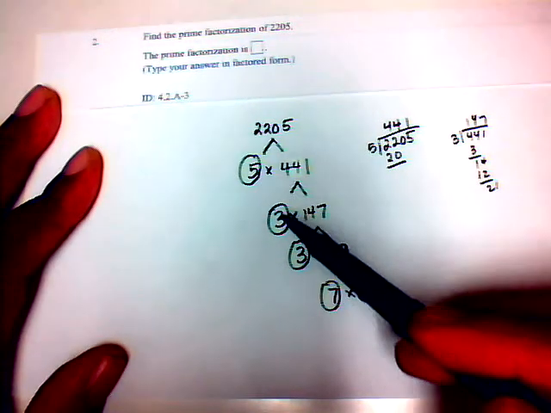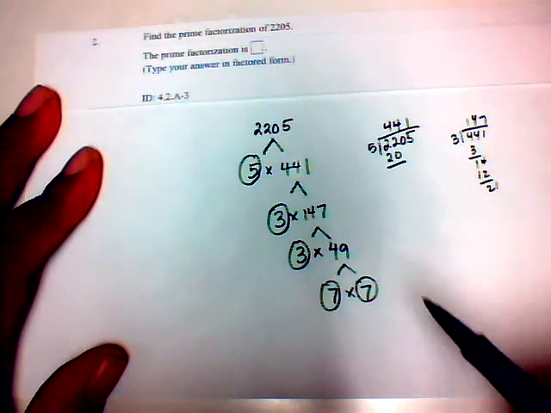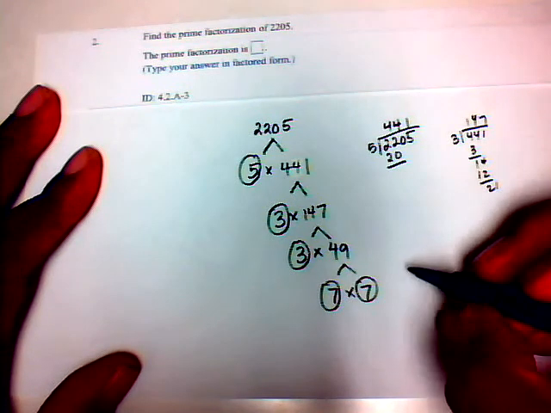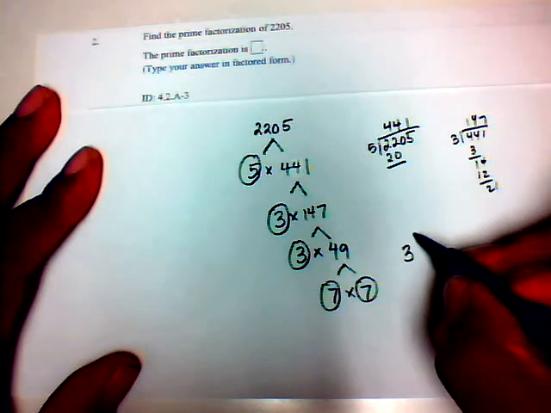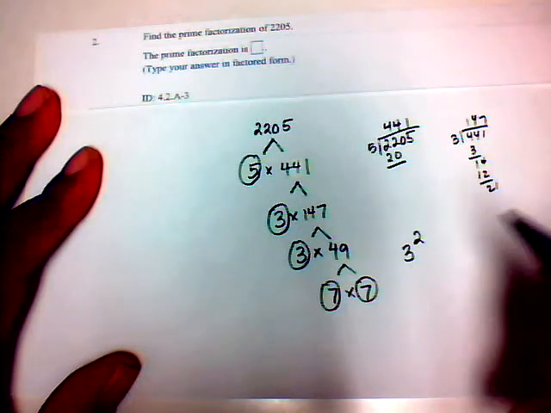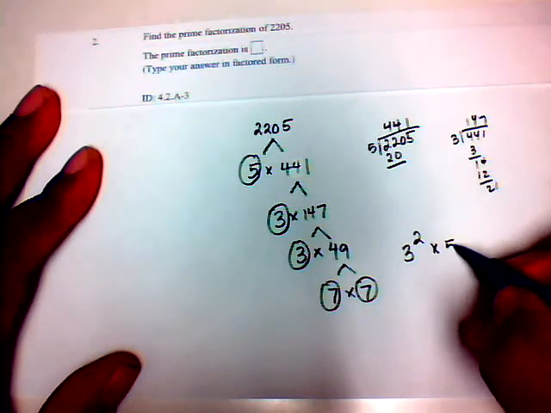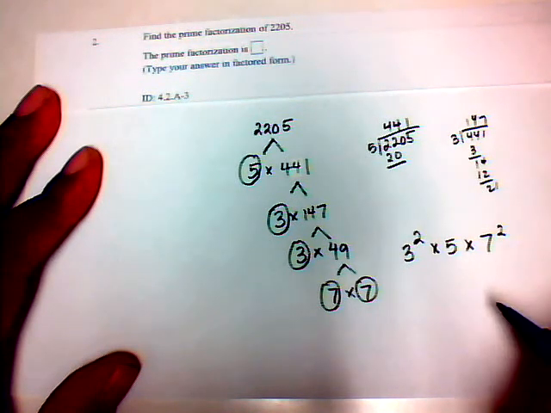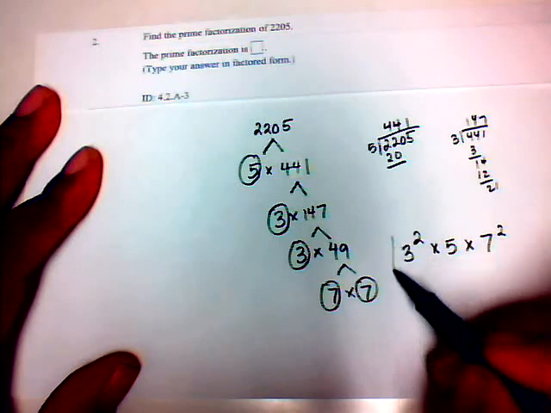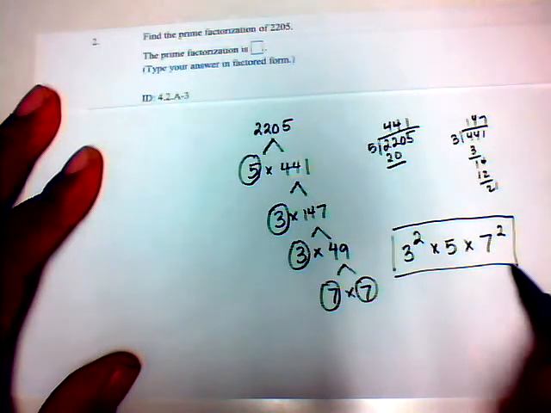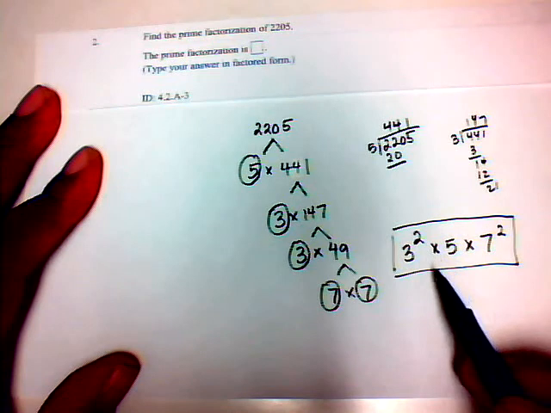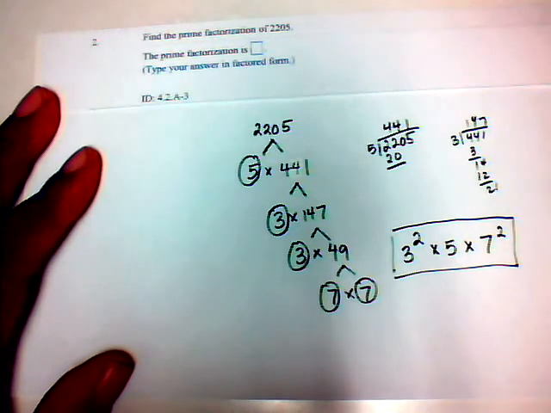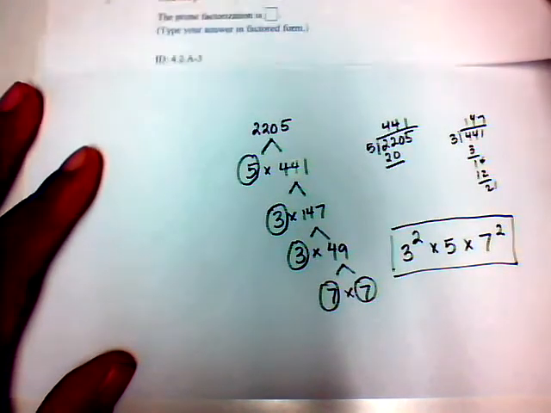So these circled numbers represent the prime factorization of 2,205, which in this case, now 3 is used as a factor twice, so I'll write 3 to the second, times 5 times, and 7 is used as a factor twice, so it'll be 7 to the second. So this represents the prime factorization of 2,205: 3 squared times 5 times 7 squared. Okay.